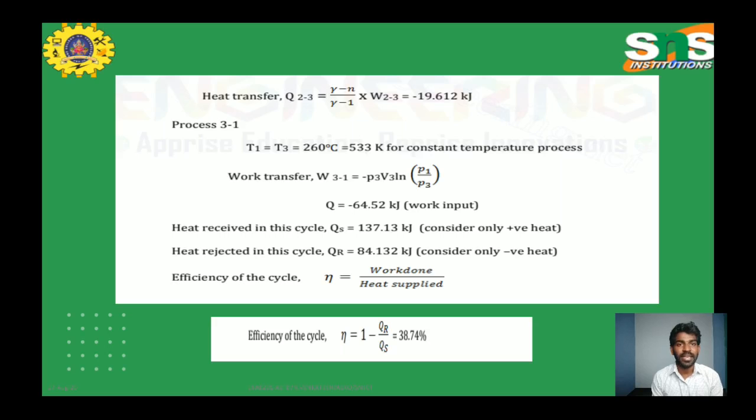We find in this problem, first we draw the PV and TS diagrams of the given cycle, and next we find the work done, efficiency, heat transfer, and change in internal energy. This is the application of the open system in the first law of thermodynamics in aero engineering thermodynamics. Thank you.